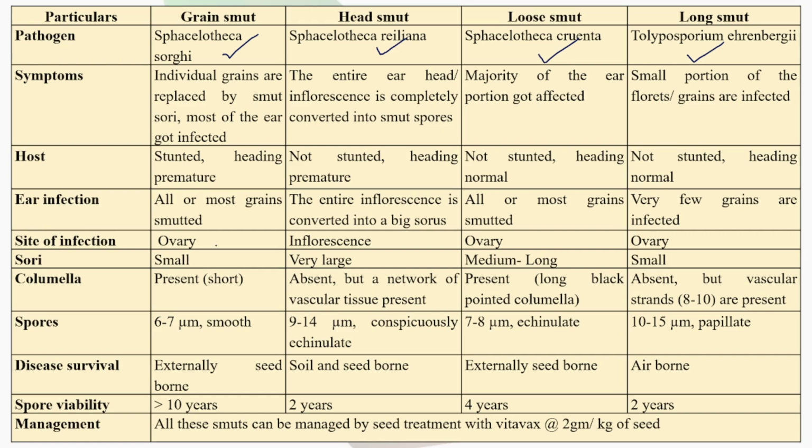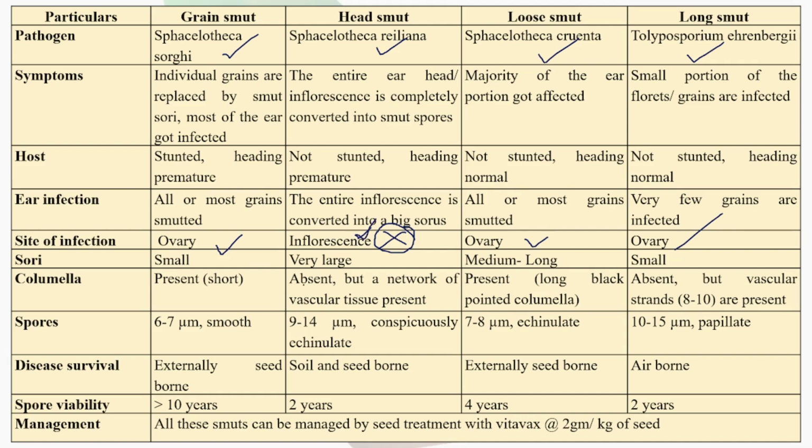So grain smut mainly targets the ovary. Loose smut also targets the ovary. Long smut also targets the ovary. But there is only one smut which targets the inflorescence. It is very dangerous, because it is targeting the inflorescence. Among the four smuts of sorghum, which smut is more dangerous? Head smut, because it infects the inflorescence, and the entire inflorescence gets destroyed.